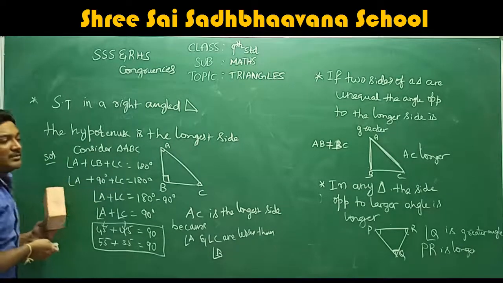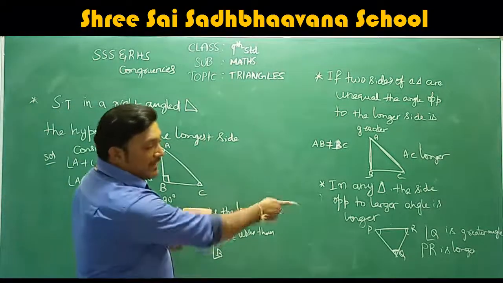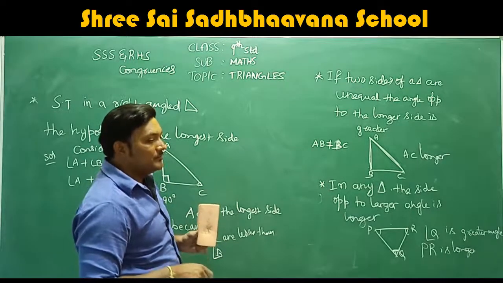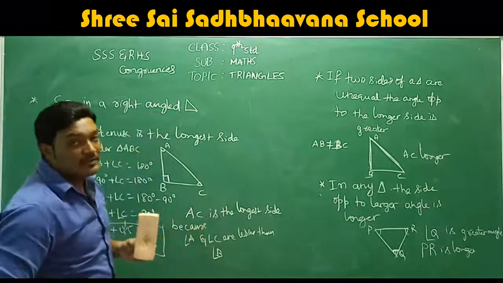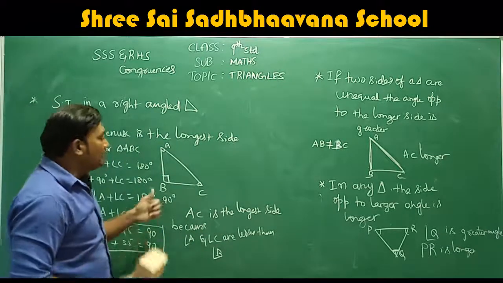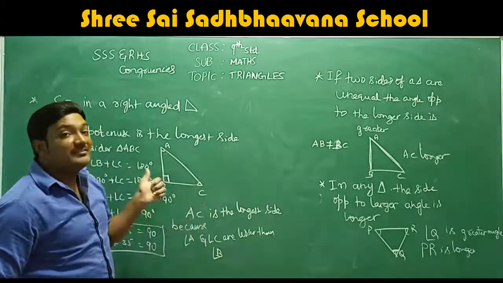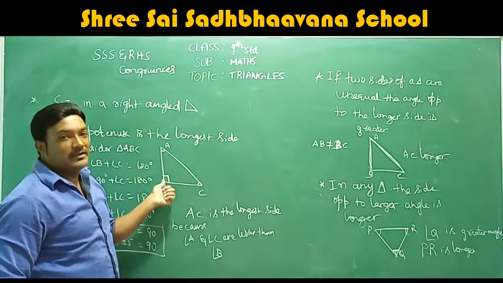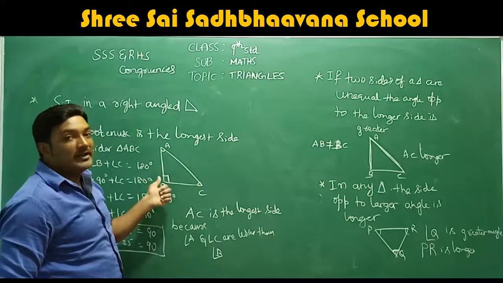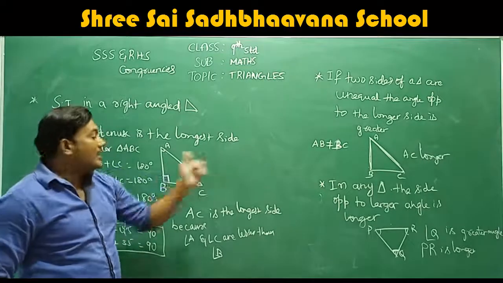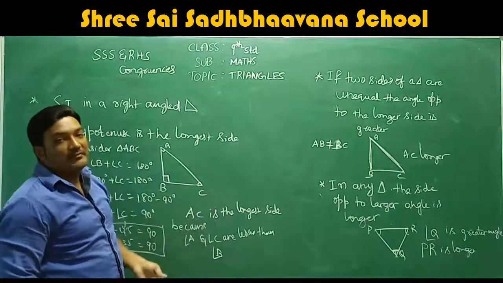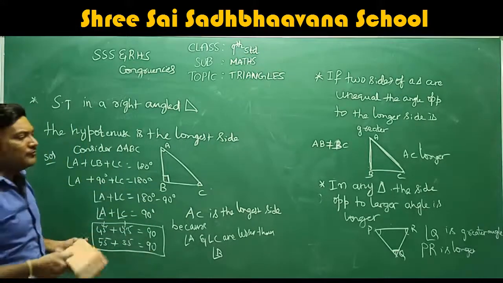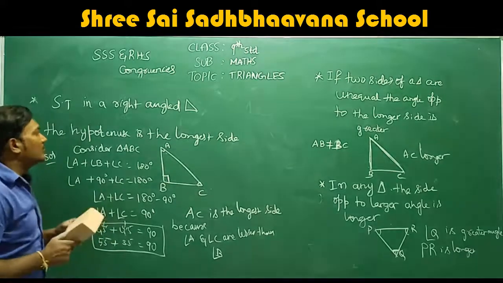Just remember this property as we discussed: the side opposite to the greater angle is longer. Correct? And here, observe these three angles: which is the greatest angle? Angle B is greater compared to angle A and angle C. So according to that property, angle B's opposite side is AC, so definitely that should be longer. Correct? You can just use that property and you will not get confused with anything. Okay? So I'll explain this once again.